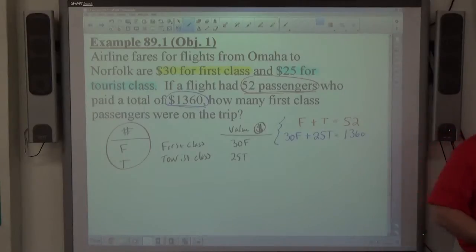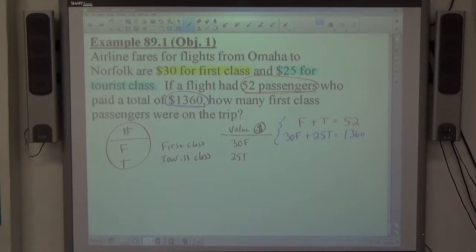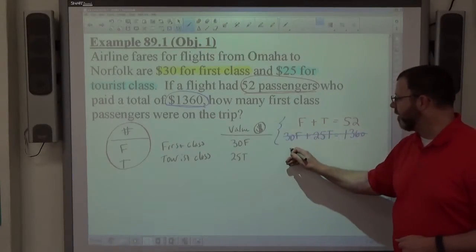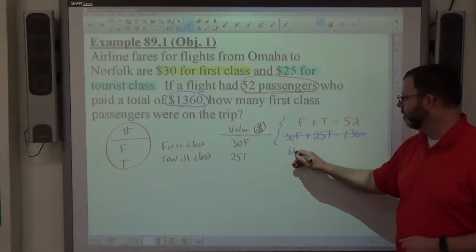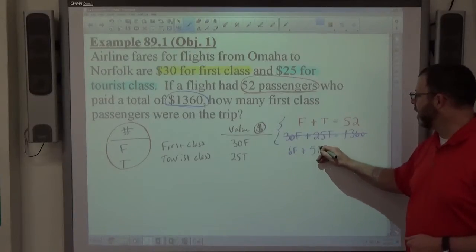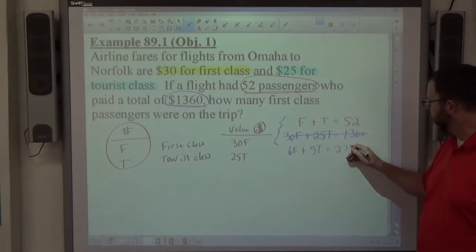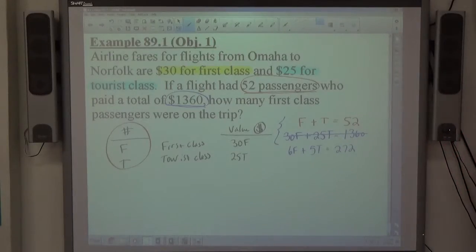So just like before with the coin problems, we get to set up a system of equations here. The red equation is as simple as it could possibly get. The blue equation, notice everything divides by 5. This is not a required step, but it's useful. If I divide everything by 5, 30 divided by 5 is 6. 25 divided by 5 is 5. And 1360 divided by 5 is going to be 272. All right. So now F plus T is equal to 52. 6F plus 5T is equal to 272.